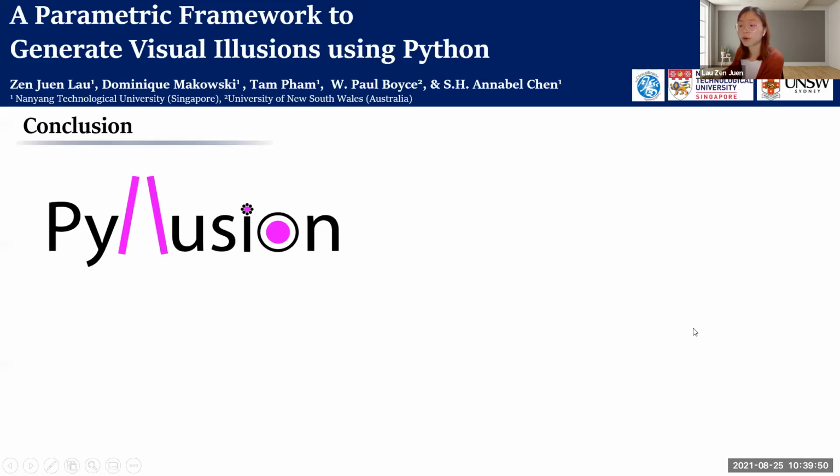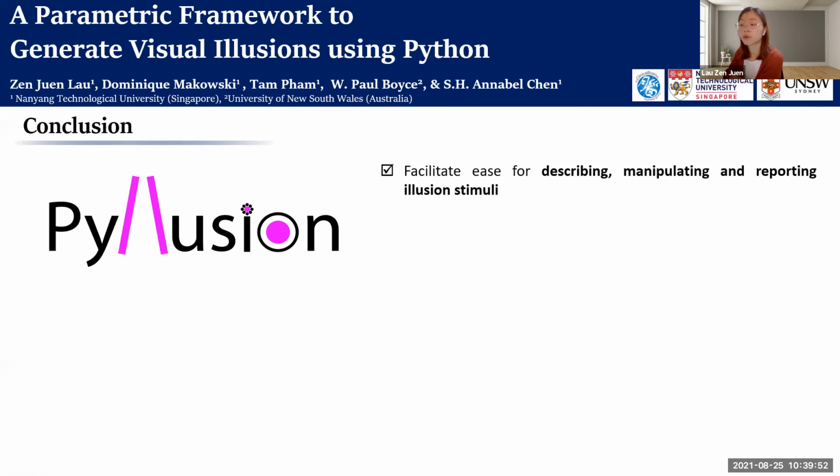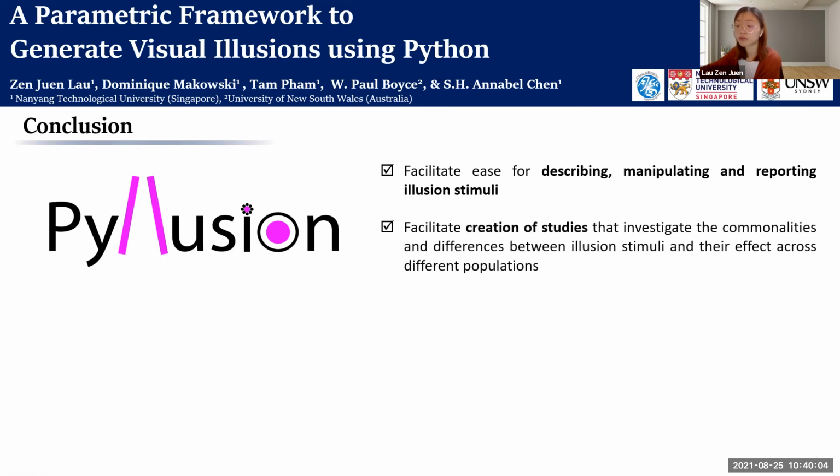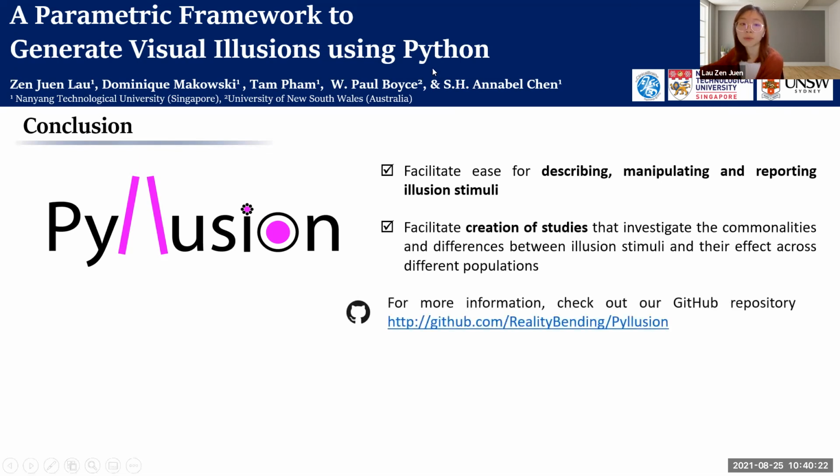Overall, we hope that the parametric framework of PyIllusion will make it easier for researchers to describe, manipulate, and report their stimuli in a concise yet consistent way, which will be critical for reproducibility in illusion research. Ultimately, this will work towards the creation of studies that can investigate how modulating parameters affect behavioral responses and conscious perception, in turn helping us to understand the important commonalities and differences between illusion stimuli and how they are affected across different populations. For more information, you can check out our GitHub repository over here.